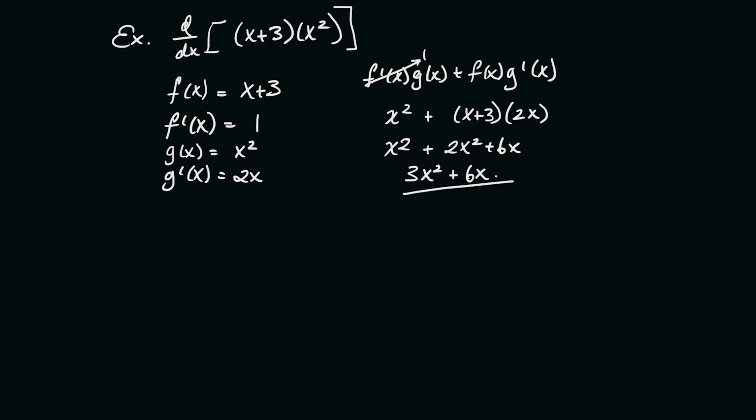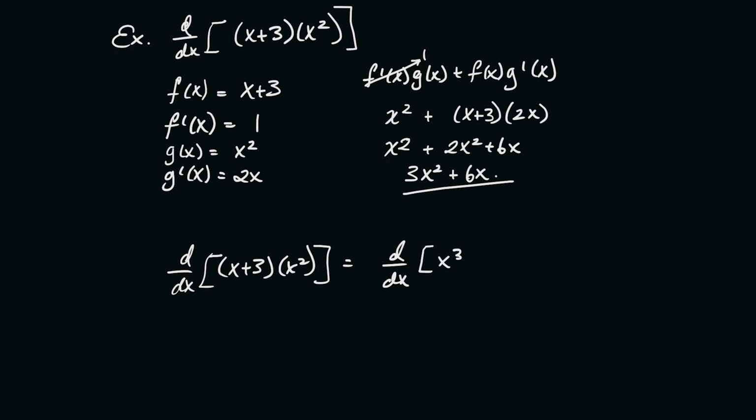Now, we can of course check this by factoring things out here. So the derivative of x plus 3 times x squared is just the same thing as the derivative of x cubed plus 3x squared. And by using the power rule here, the derivative of x cubed is just 3x squared, right? And then plus the derivative of 3x squared, which is just 6x. And we still get the same answer, right?